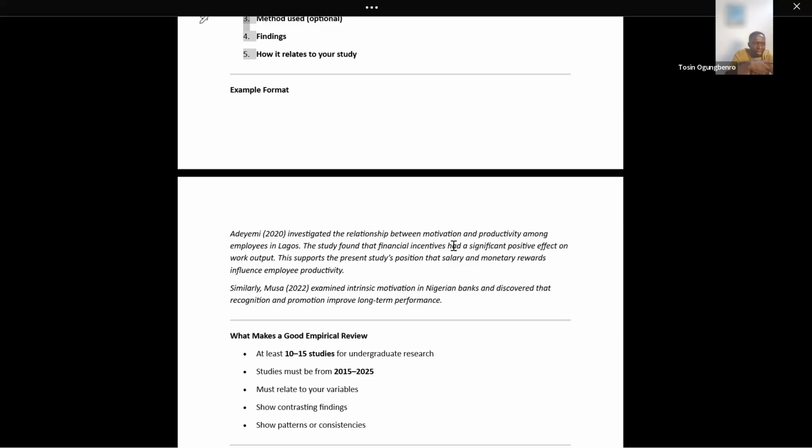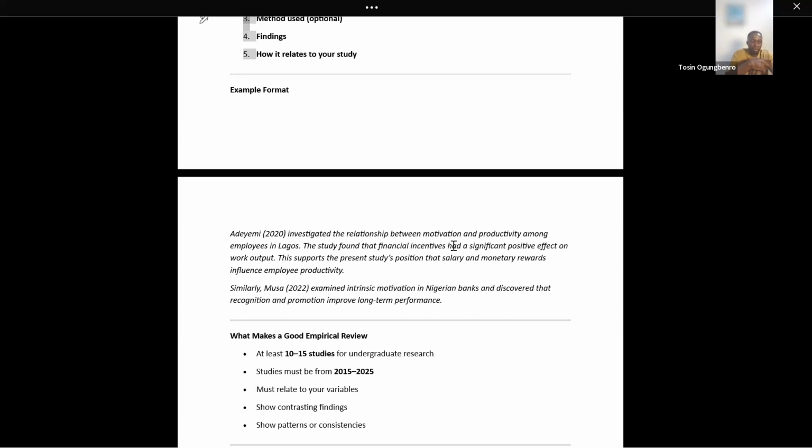The study found that financial incentives had a significant positive effect on work output. This supports the present study's position that salary and monetary rewards influence employee productivity, stuff like that. So that's why your conceptual review must come first before your empirical review, because your opinion will be formed by what you have discovered from doing your conceptual review. By the time you have done your empirical review, you already have some opinion about the work you are doing.